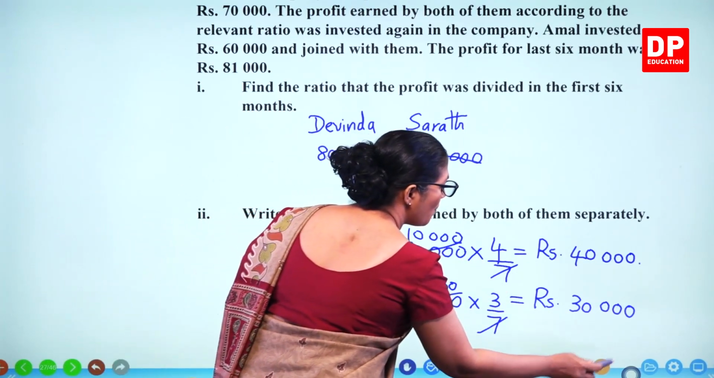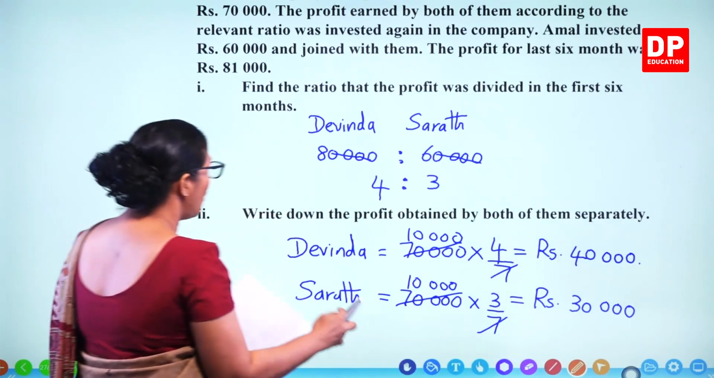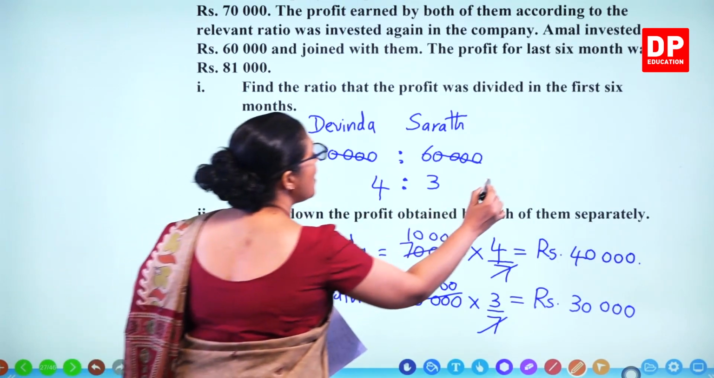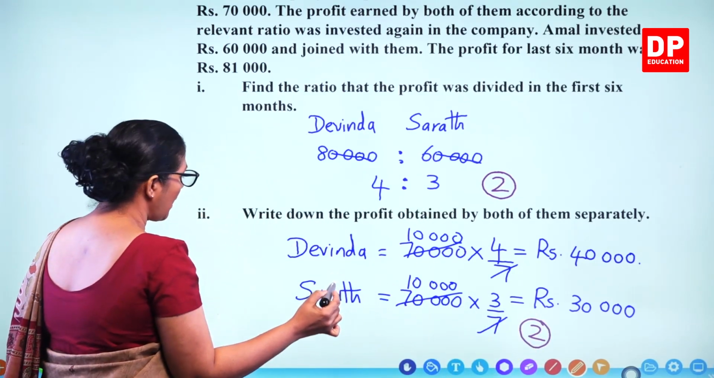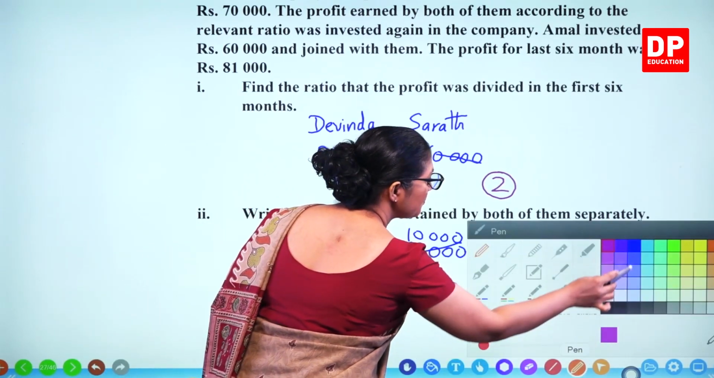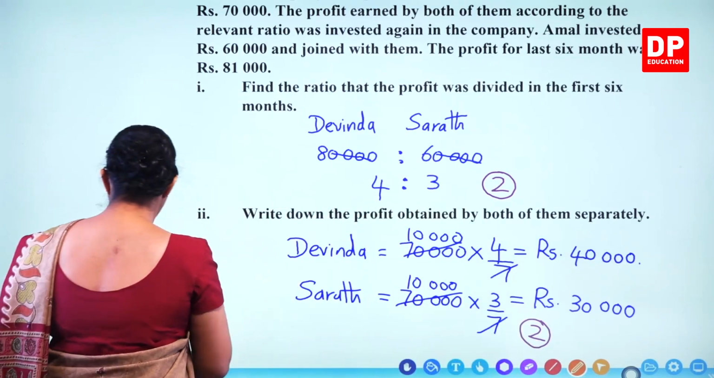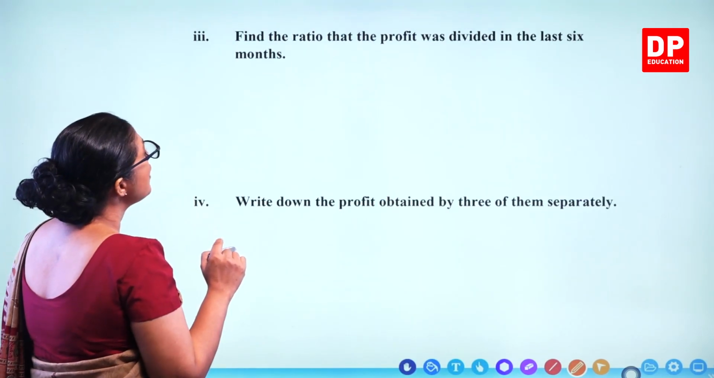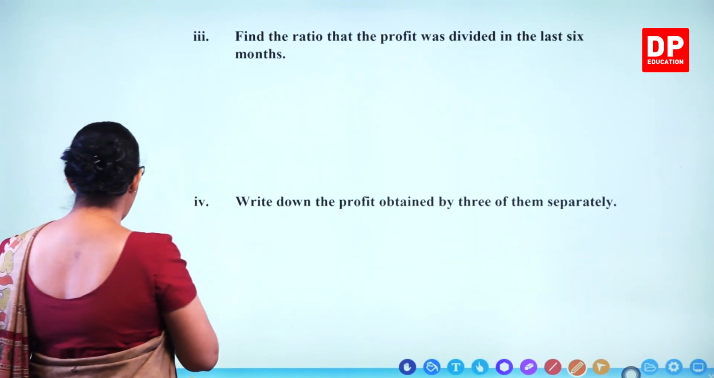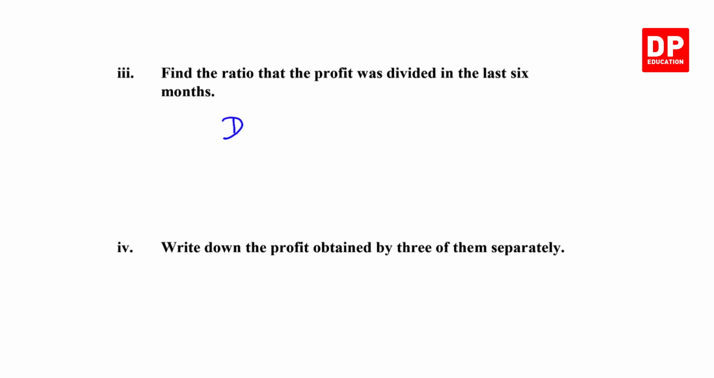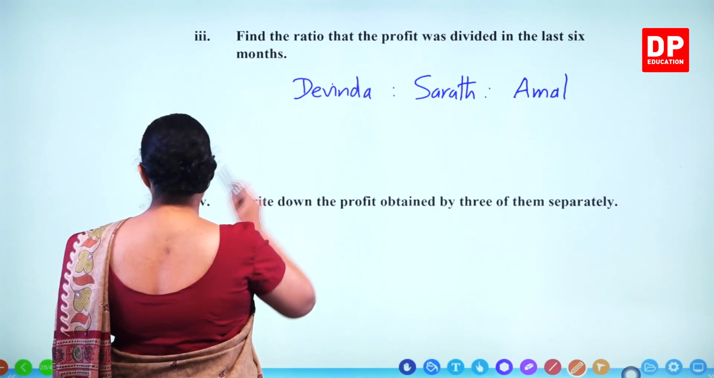So how many marks for each step? You get 2 marks here and 2 marks there. Let's do the next one. Find the ratio that the profit was divided in the last 6 months. Now 3 people are there. Who are they? Devinda, Sarath, and Amal. Okay, now what's the amount now? We'll have to see.